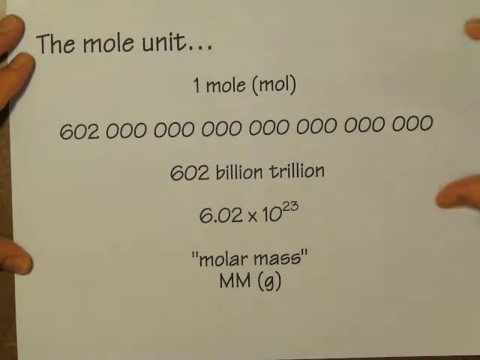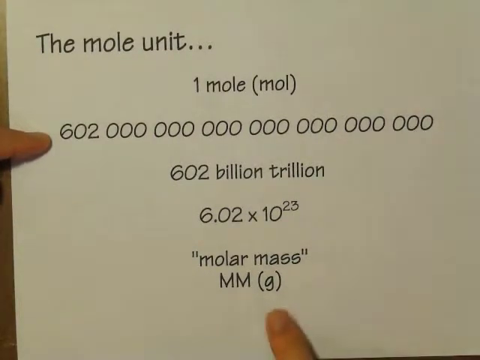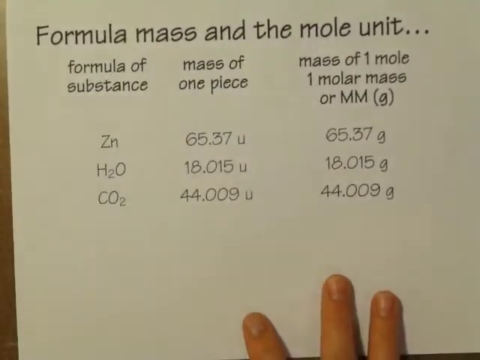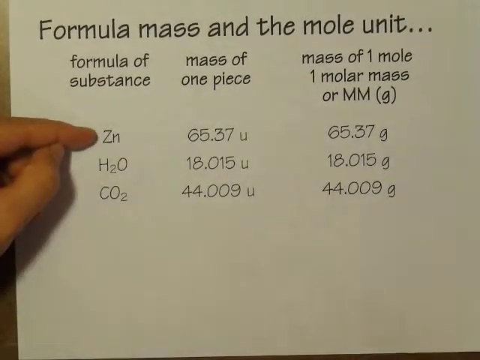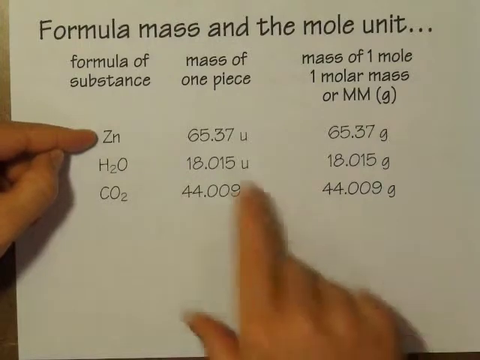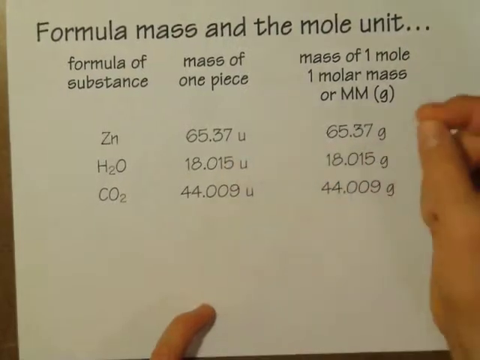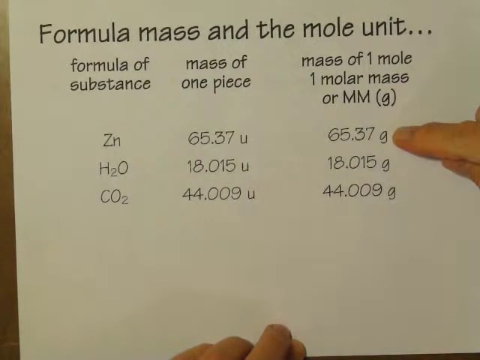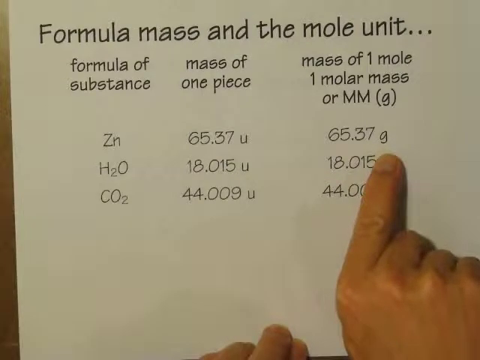The reason that we use this particular number of things is because it has a special relation to mass. We call it molar mass. Now in a previous episode, we were looking at how to calculate the formula mass of materials, the mass of just one piece of something. The formula mass for zinc, for example, we could find by looking at the periodic table. Its atomic mass is 65.37 atomic mass units. The mass of that one atom is far too small to measure for just one of them. But if we had a mole of them, 602 billion trillion of them, it would be the same mass, but in grams. And grams is something that we can measure on the balance.